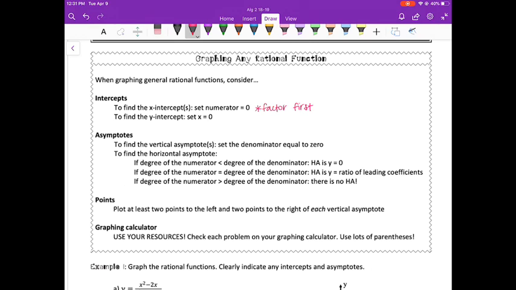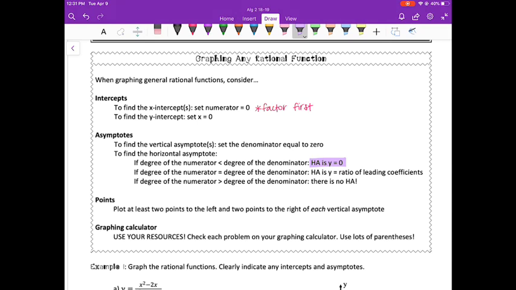Now, for these rational functions, we won't have any k transformations like we did yesterday, so we don't have to worry about anything out on the end that's getting added or subtracted to our fraction. For our horizontal asymptote, we break it into three main cases. Case 1, the degree on top is less than the degree on bottom. When that's the case, your horizontal asymptote will always be y equals 0.